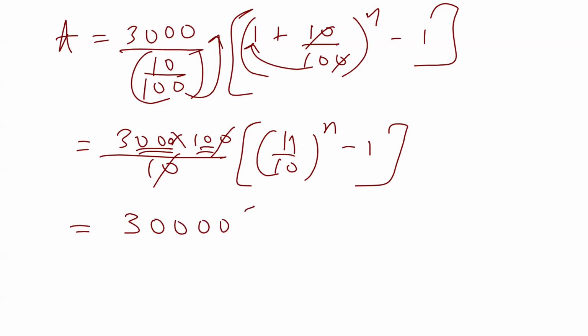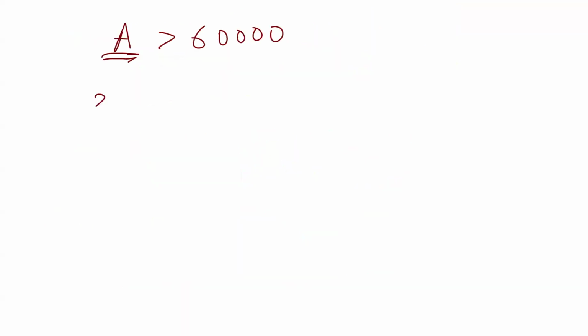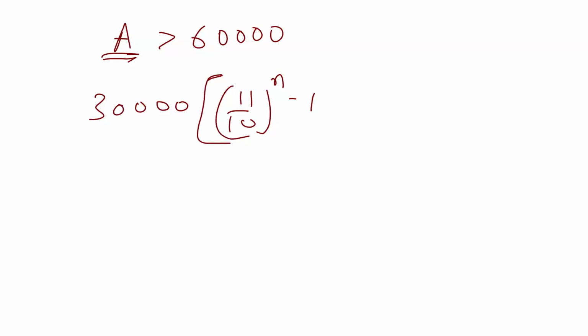And this is 11 upon 10 raised to n minus 1. This is the value of A. Now if you see in the problem, they have given A should be greater than 60,000. So we'll put the value of A that we have calculated in the previous step. So this is A, 30,000 into 11 upon 10 raised to n minus 1, put a bracket, greater than 60,000, cross multiply.